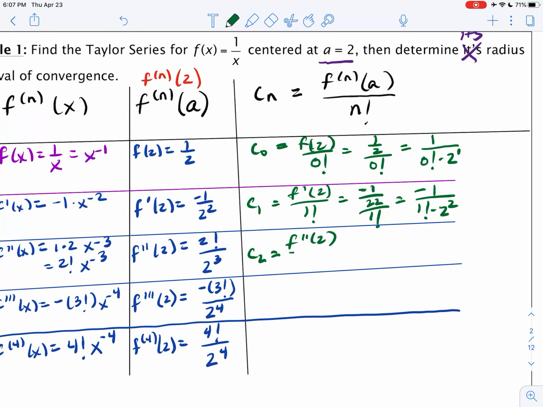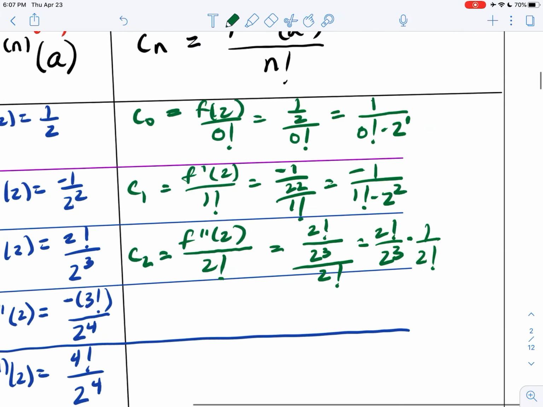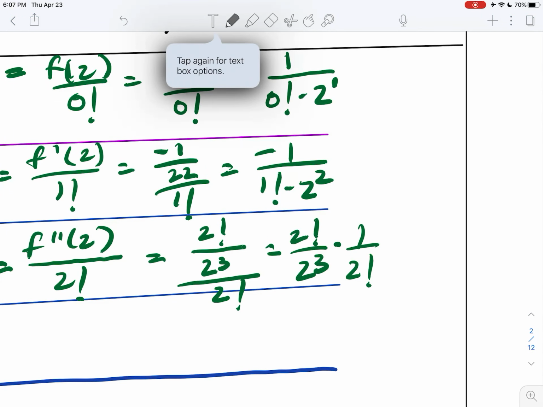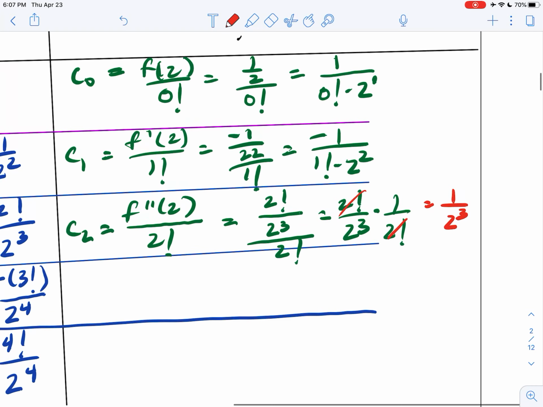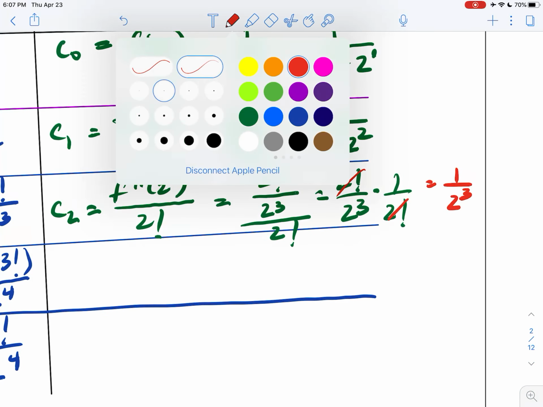C sub 2 is going to be the second derivative evaluated at 2 over 2 factorial, and I end up with 2 factorial divided by 2 cubed, but then divided by 2 factorial. And if I divide by a fraction, I multiply by the reciprocal. And I end up canceling my common factors, which is 2 factorial, and I'm ending up with 1 over 2 cubed. Good.